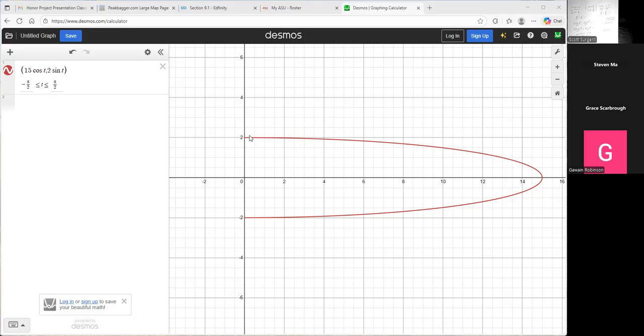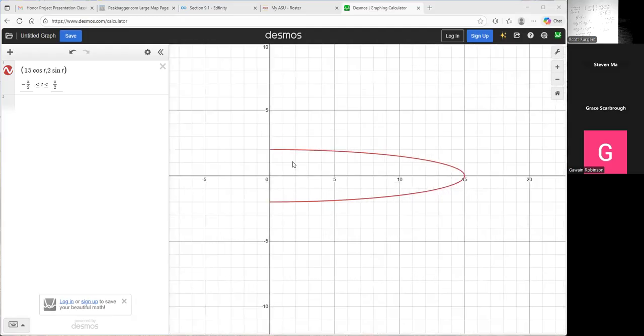Have you guys been playing with the Desmos on these guys? Oh yeah, I've been trying to. Yeah, it's a lot of fun actually. I'm going to show you something kind of cool since I got it on the screen here.